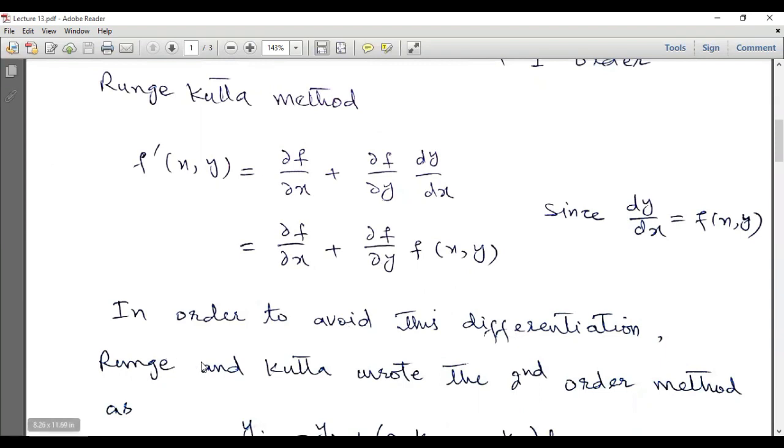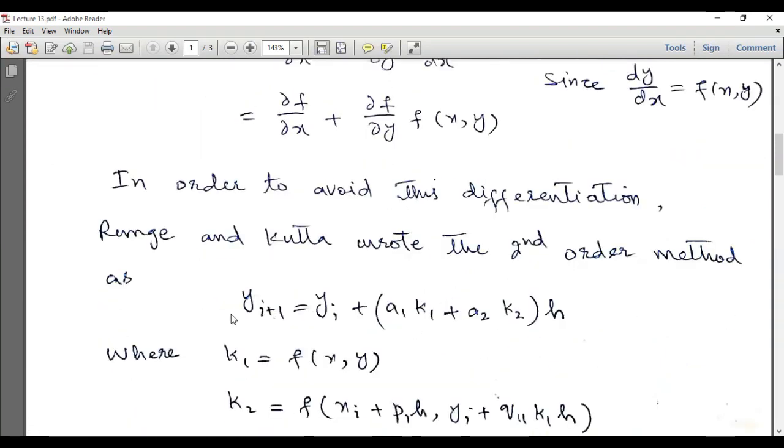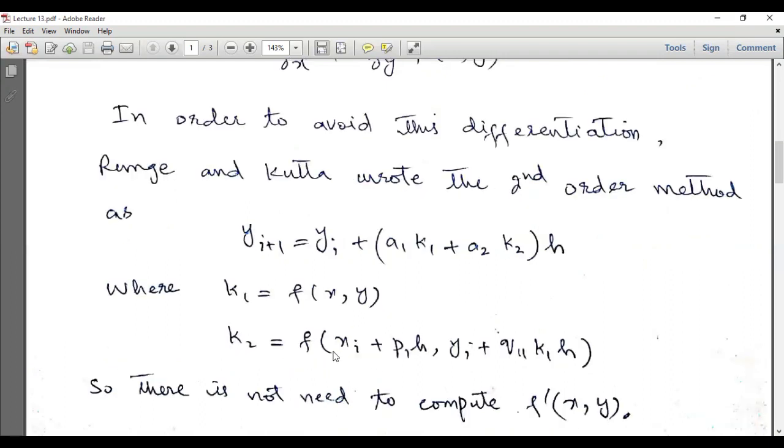In order to avoid this differentiation, Runge and Kutta wrote the second order method as y_{i+1} equal to y_i plus (a1 k1 plus a2 k2) h. This is the general form of this method, and the values of k1 and k2 are described as k1 equal to f(x_i, y_i) and k2 equal to f(x_i plus p1 h, y_i plus q11 k1 h). If we are able to successfully evaluate these values of k1 and k2, this Runge-Kutta method will be a very simple and efficient method for numerical differentiation. In this lecture, we will extensively solve our complex differential equation using this method, and I hope at the end of this lecture everything will be clear to you.